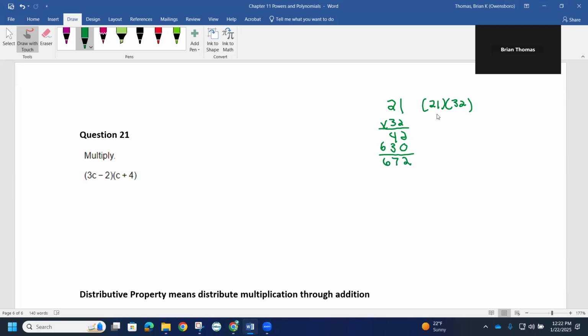Now in algebra, we can also change this 21 times 32 to a binomial. We can write this as 20 plus 1 times 30 plus 2. So technically, another way to do this problem is to make it a binomial times a binomial. When you do a binomial times a binomial, we use the distributive property twice. This 20 has got to multiply through the two terms of the second binomial, and then we turn around and multiply the 1 through both pieces of the second binomial. So there are actually 4 multiplications that we have to do.